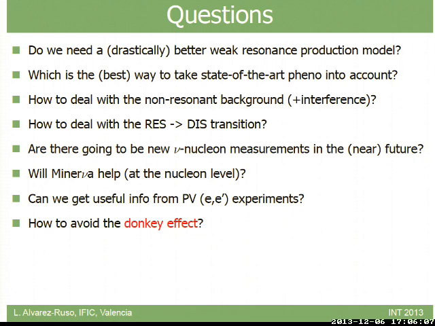Okay, so the next question is, can we learn something at the nucleon level? Of course, Minerva has nuclear targets, and there is the A dependence and all this. But are we going to be able to learn something about neutrino interactions at the nucleon level from Minerva, or what is going to happen is that the uncertainties in fluxes, final state interactions, nuclear effects, and so on are going to dominate?